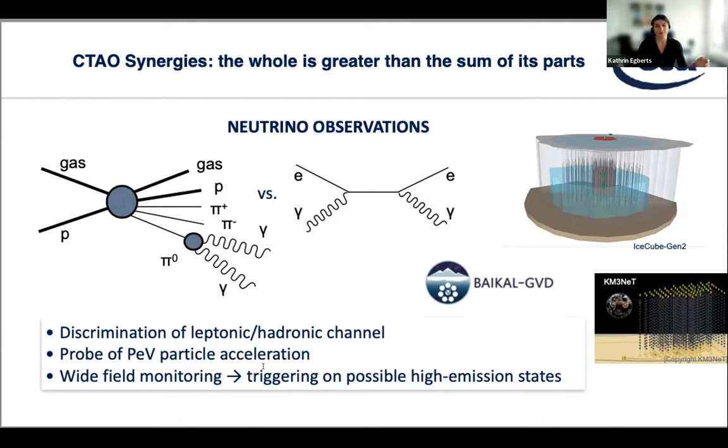Neutrino experiments have a wide field, so you can have triggers on these neutrinos and hope that a neutrino can have come from, for example, a flaring AGN, and then you can catch up on this and try to correlate the neutrino emission with such a flaring AGN.